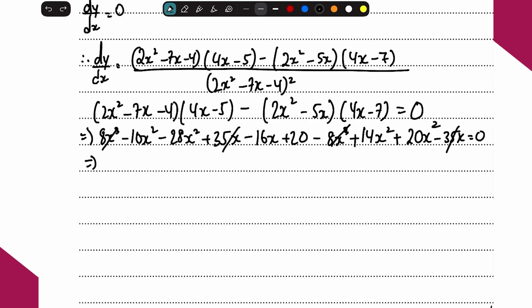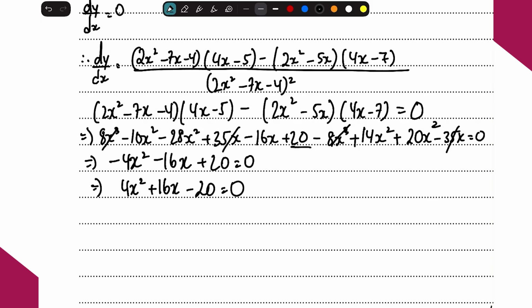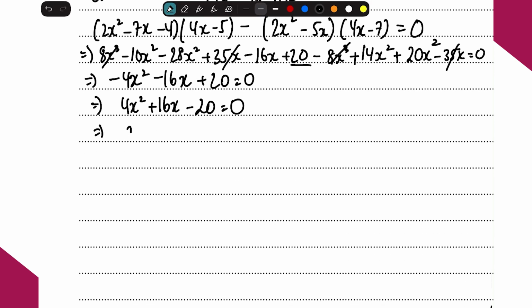So you're going to cancel it out. So you're going to be coming up with minus 4x minus 16x, and you're going to be having a plus 20, right? This right here. So then we're just going to be changing the signs just to make the math look smarter, or whatever you call it.